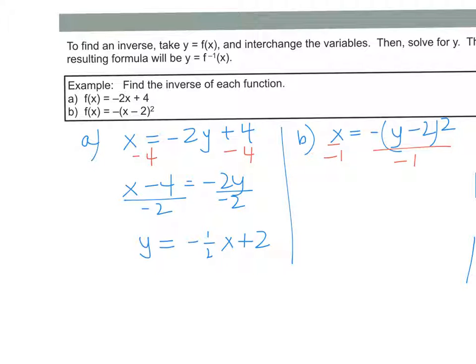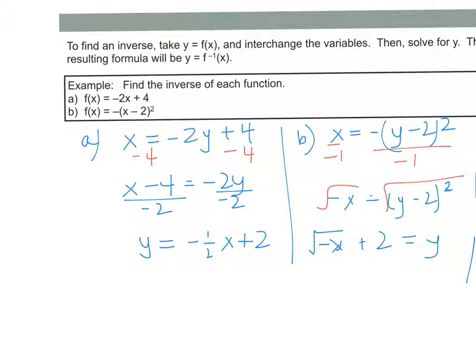So I get negative x equals y minus 2 squared. Then I would square root. Now here we do have kind of an interesting thing going on. And then I would add 2 to both sides. So I'd end up with the square root of negative x plus 2 equals y. And that would be my answer.